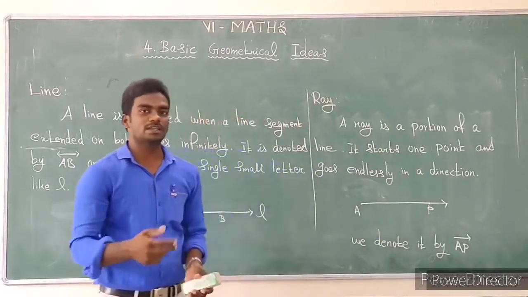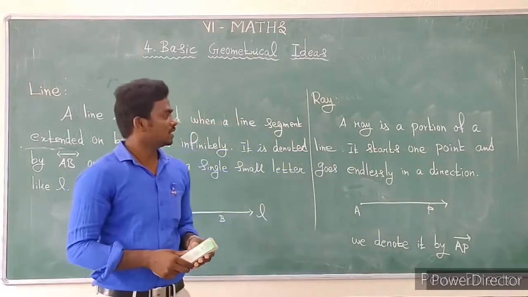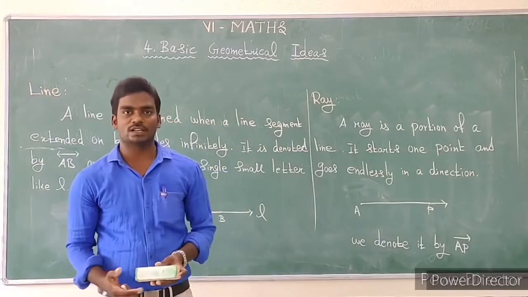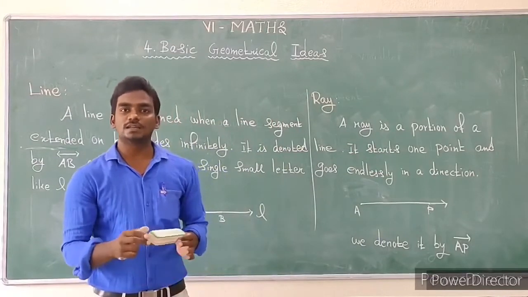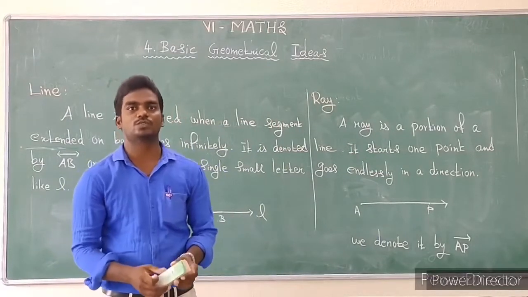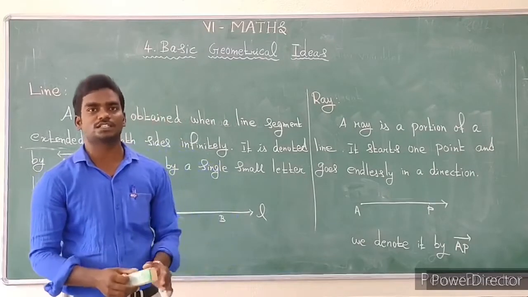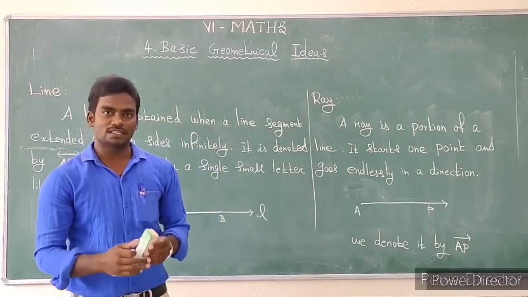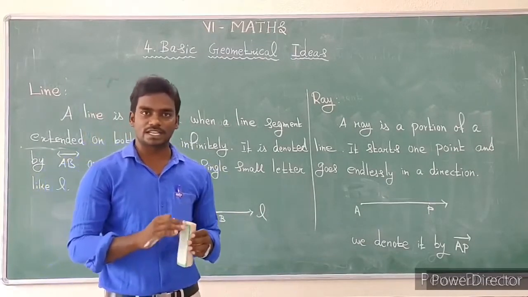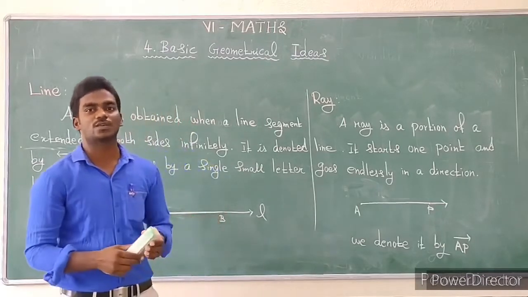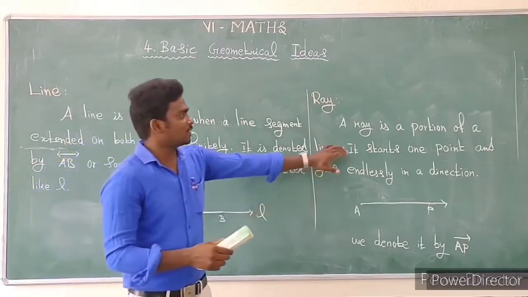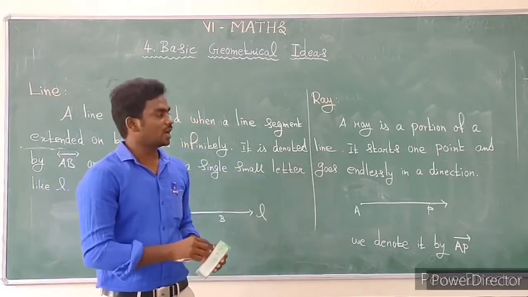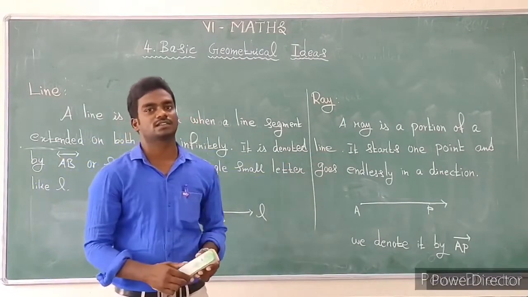So we know what a point is and what a line is. A point determines a location. A line segment is the shortest distance between two points. When a line segment extends on both sides infinitely, it is called a line. And a ray is a portion which starts at one point and goes endlessly in a direction, right?